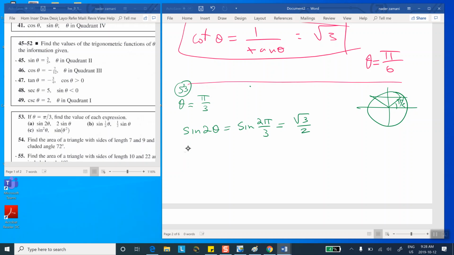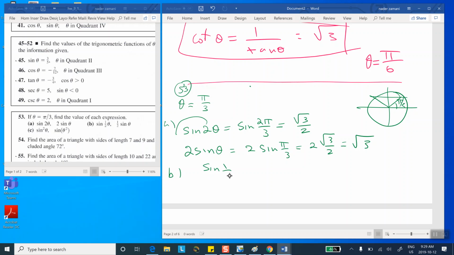Okay, what do we have here? 2 sine of theta, on the other hand, is 2 sine of pi over 3. It's going to be 2 times root 3 over 2, and that's root 3. The purpose of this exercise is for you to understand that you can't just take the 2 out and pretend that you get the answer. That is not the case. This was A. Let's do B.